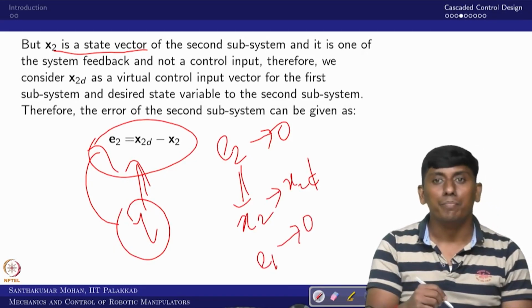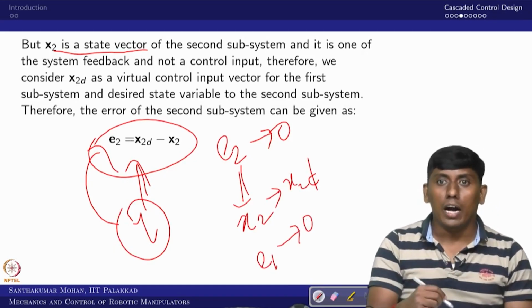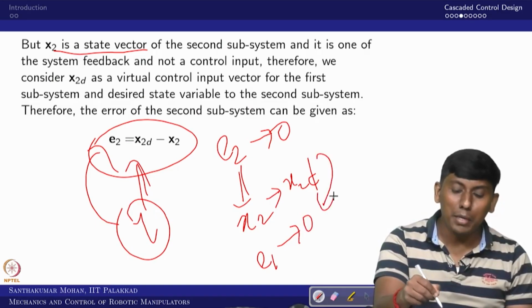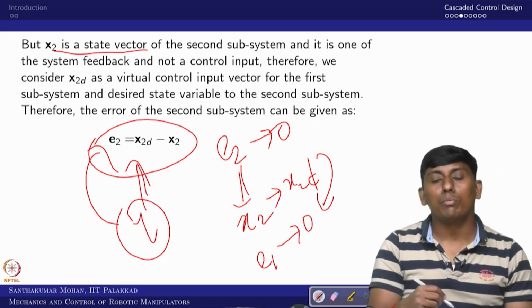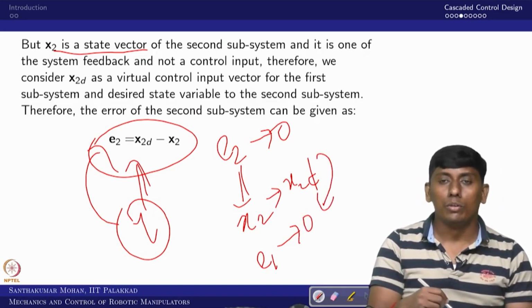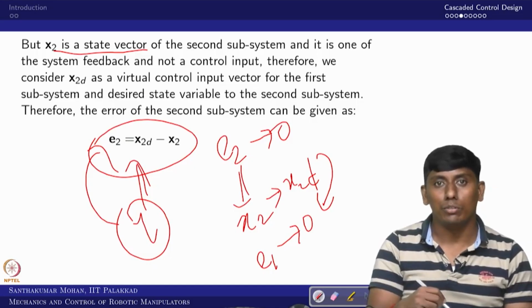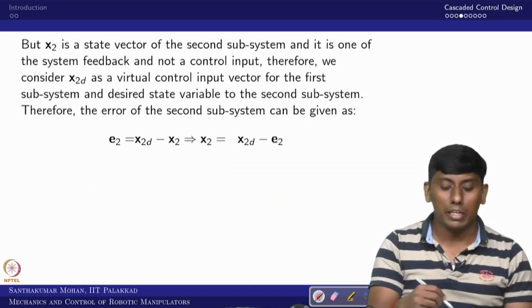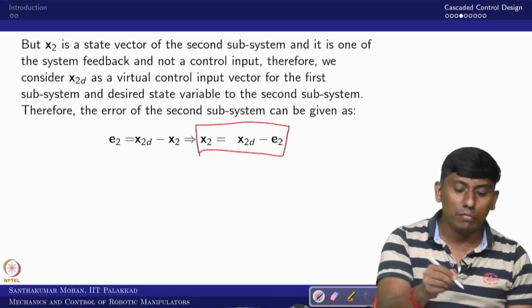E1 tends to 0. So, like that it is coupled, and you can see it is coming backward, right. So, that is why it is called backstepping. That is what we are trying to see. Now based on this, we can see the x2 we can give this form.